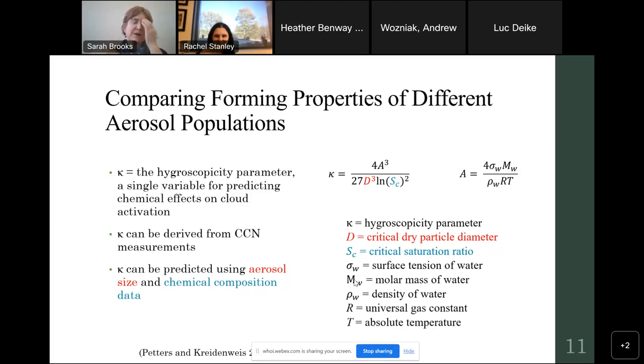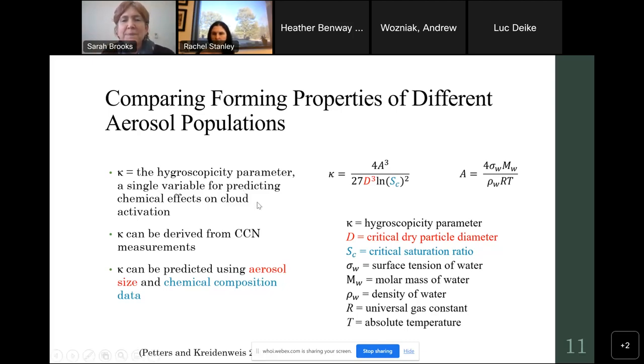activity. So as promised, I said, if we know the size and composition, we can calculate our CCN activity. Well, there's a handy related metric that we're going to use to look at that, and that is the kappa parameter. Again, this is something you may be very familiar with. If not, just think of this as our single variable for predicting CCN activation and really the efficiency of being a cloud droplet former.